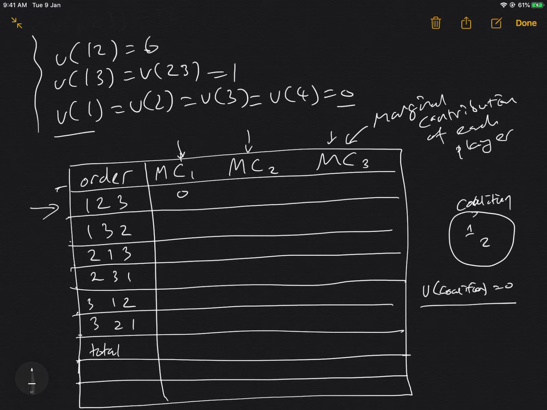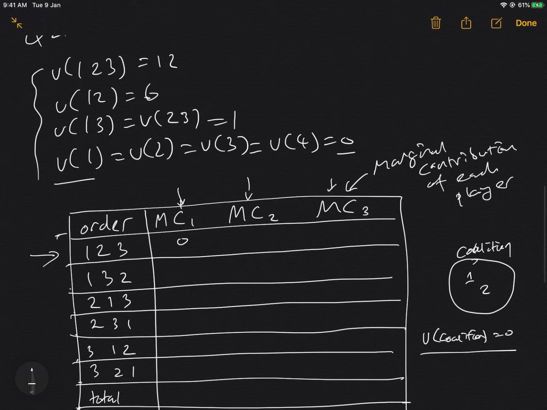What if we add 2 into it? We keep following this order. We've done the first one and we're now doing the second one. Well, if there are player 1 and 2, then we get 6. So we have 6 here. Because originally, before we added player 2, we had utility of 0. And by adding the second player, we got up to the value function of the coalition being 6. So it's because of player 2 that the value of the coalition increased to 6.